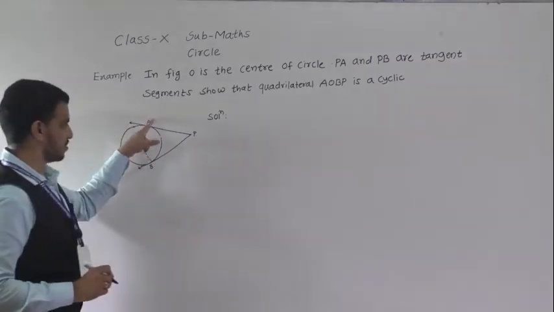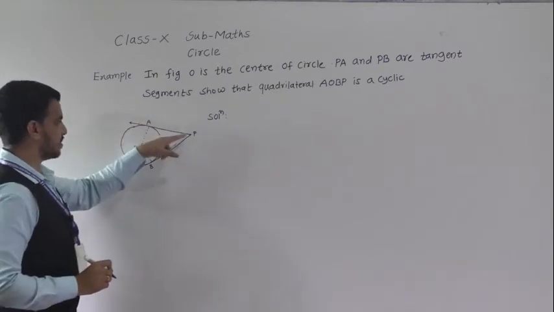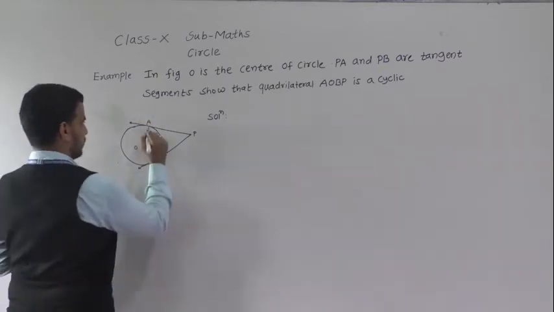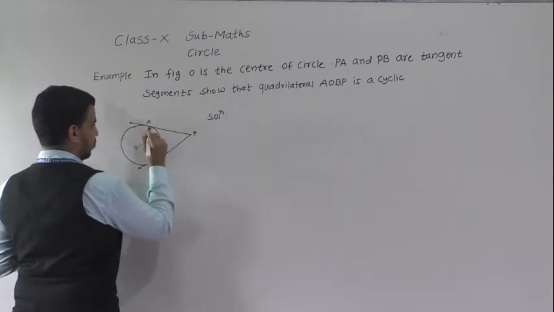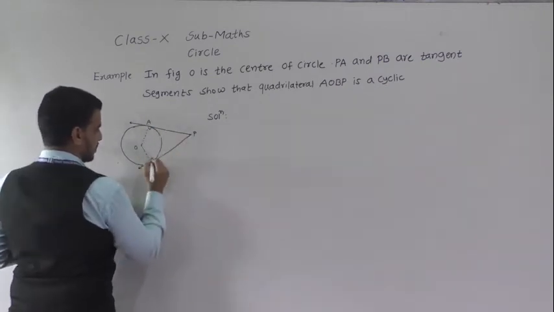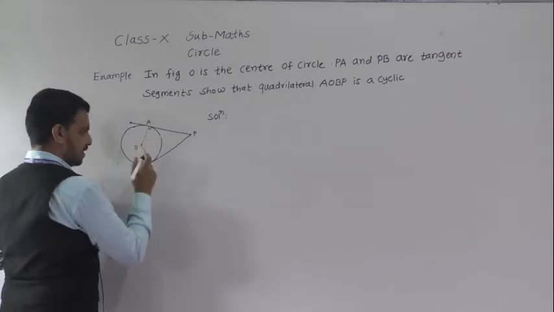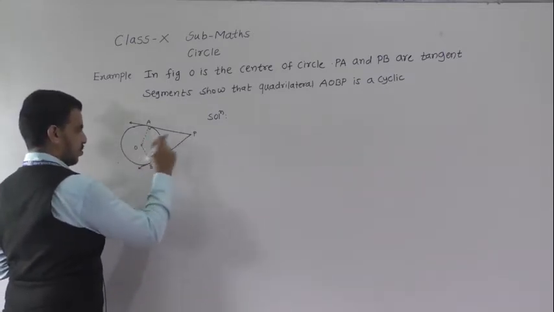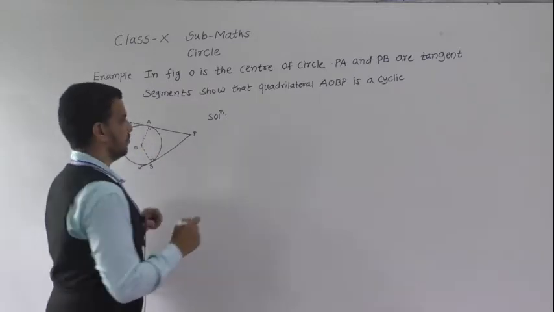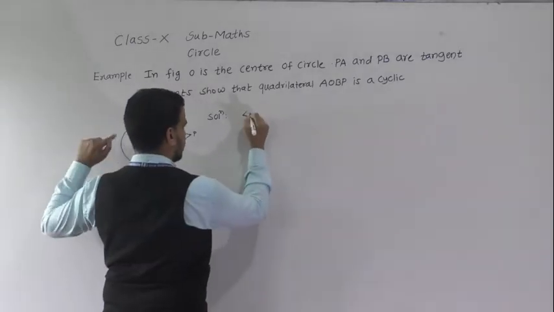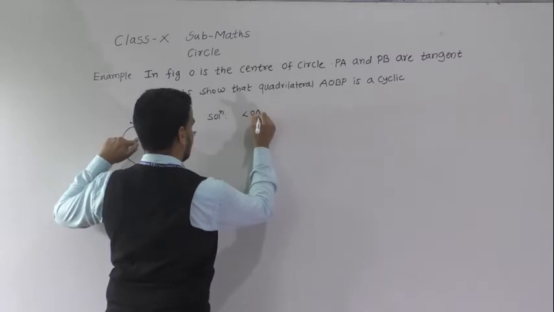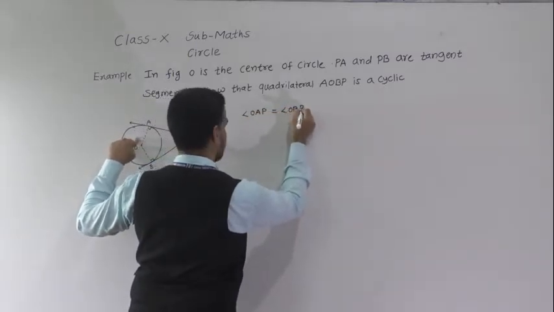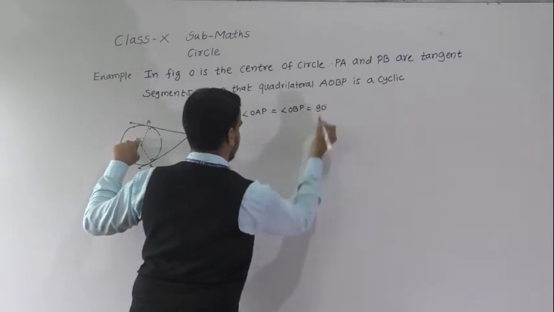Okay. So here OA is the radius and PA is a tangent. So angle between radius and tangent is 90 degree. So angle OAP is 90 degree. Similarly, OB is radius, PB is a tangent. So angle OBP, that is also 90 degree. Okay, so first we have to write this. Angle OAP is equal to angle OBP is equal to 90 degree.